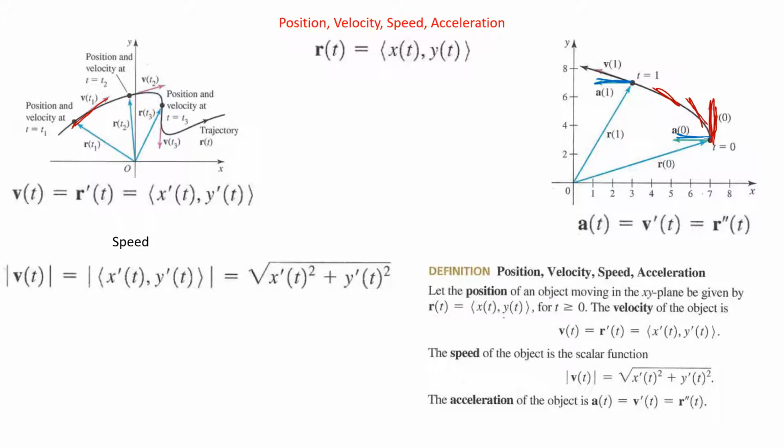And so, a quick recap of what we saw: position, velocity, speed, acceleration. Position's r of t, velocity is the derivative, the speed is the scalar and it's the magnitude of the velocity, and the acceleration is the derivative of the velocity, or the second derivative of the position.